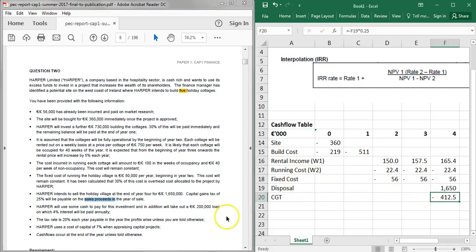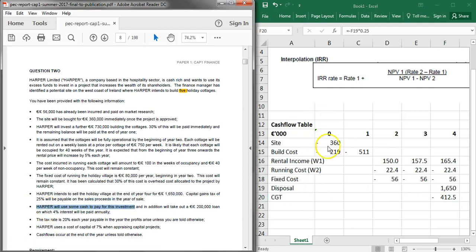Right, so that's all our costing so far and our proceeds. You're told we'll use some cash to pay for the investment, so all this money up front, and they'll take out a 200 grand loan, which will pay interest at 4%. Now remember, this is an irrelevant cost. You should never have finance costs or finance cash flows, so loan drawdown or loan repayment, in the cash flow table, because that will double count it. Your discount rate, which is the 7%, incorporates that interest cost. So that's another irrelevant cost.